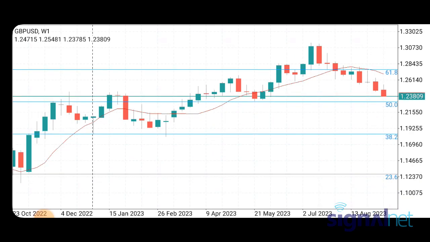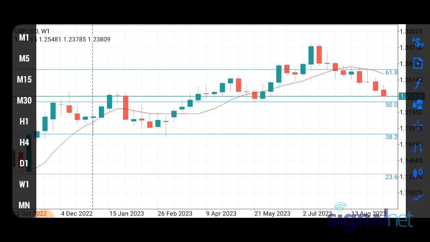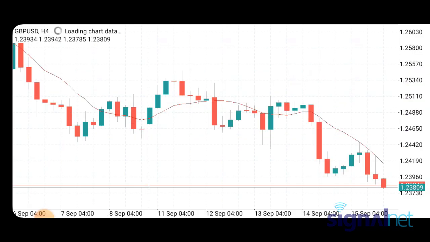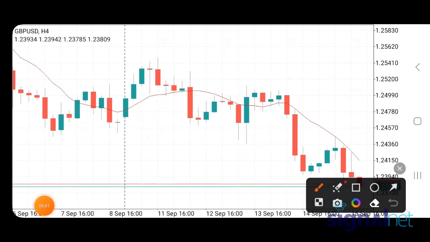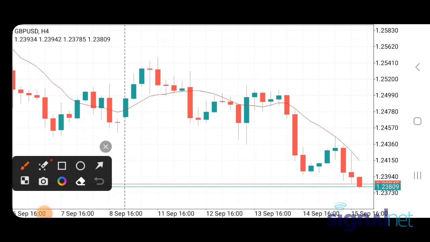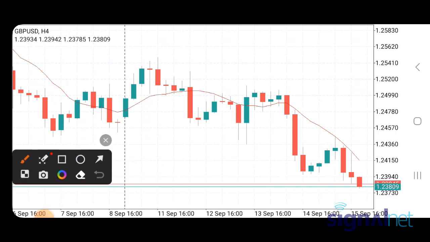The way we usually look at it, we look at the bigger time frame, then we enter on the smaller time frame, usually the 4 hours. Let me show you how I'm looking at entering on the 4 hours. On the 4 hours, this is how it looks right now for Pound USD.